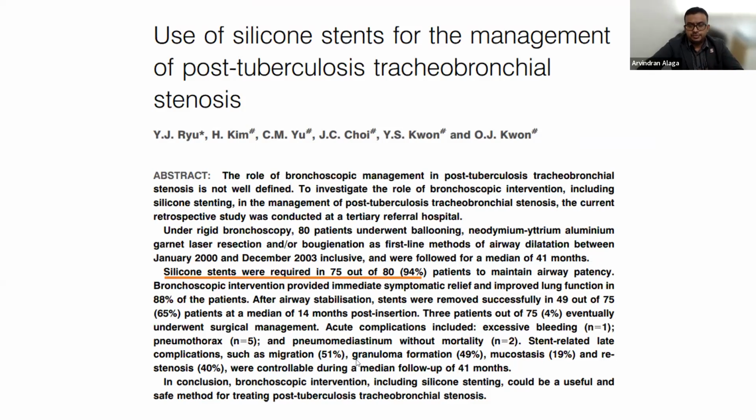But again, there are complications of stent insertion, including excessive bleeding, pneumothorax, pneumomediastinum, and stent-related complications like migration, granuloma formation, and mucostasis. When we consider all this, that's the reason in Alostar we are trying to move away from stent insertion for main bronchus stenosis to purely flexible dilatation alone under conscious sedation.